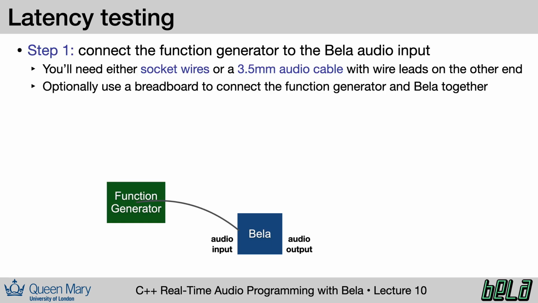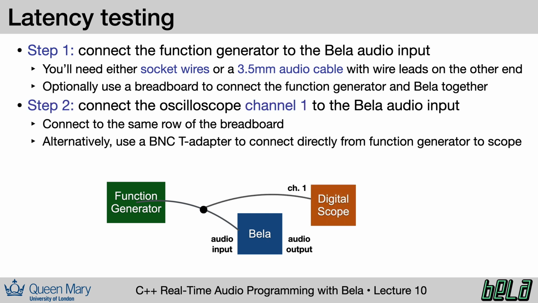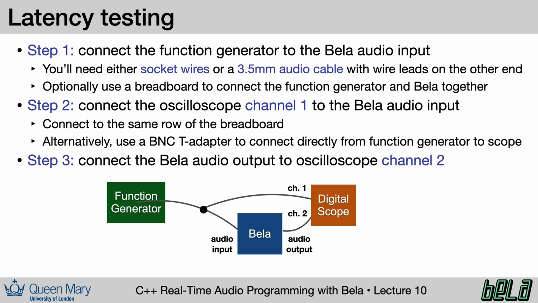The steps we'll follow is to connect the function generator to the Bela audio input. To do this, you'll either need a 3.5mm audio cable with wires on the other end, or you'll need specialized socket wires that you can put over the pins of the Bela audio connectors. You might find it convenient to use a breadboard to connect both the function generator and the scope to the Bela audio input. After that, what we need to do is hook up the oscilloscope. If you don't use a breadboard, another option is to use specialized BNC cables, including a T adapter, to connect your function generator directly to the scope input as well as to your Bela board. Finally, you should connect the Bela audio output to channel 2 of the oscilloscope.